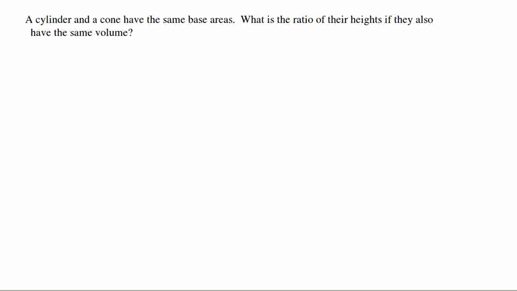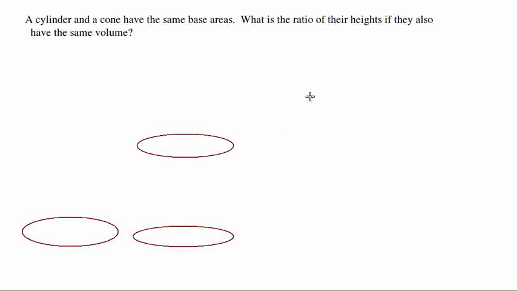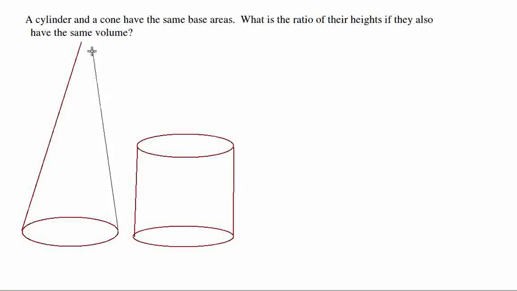Okay, so I'll go ahead and work it out as well. So let me make a picture. So I'll draw a cylinder, and I'll draw a cone with the same base, and the height, you might guess that the height has to be greater than the height of the cylinder because there's not much volume near the vertex of the cone, right?